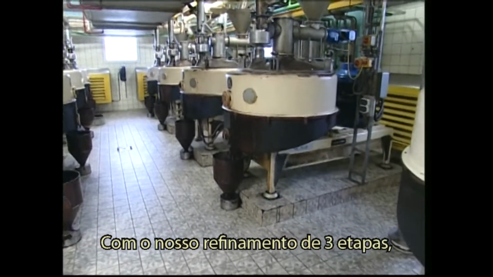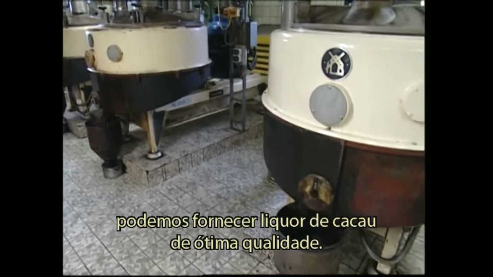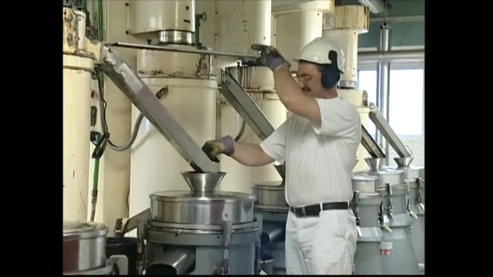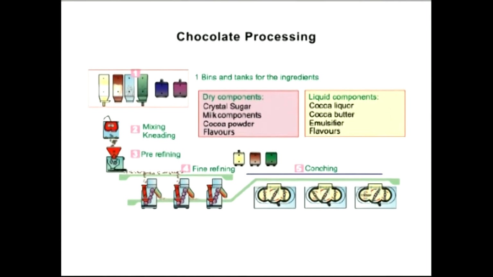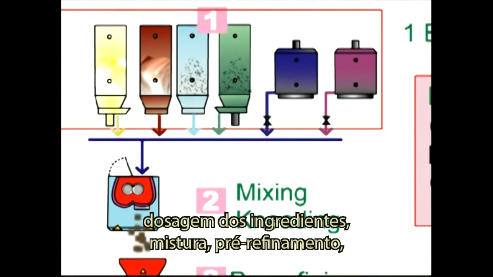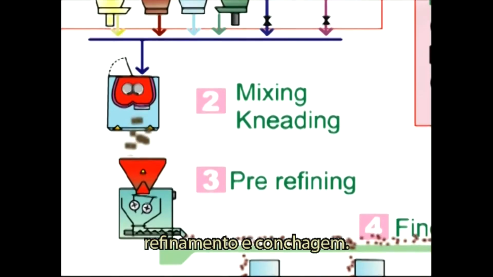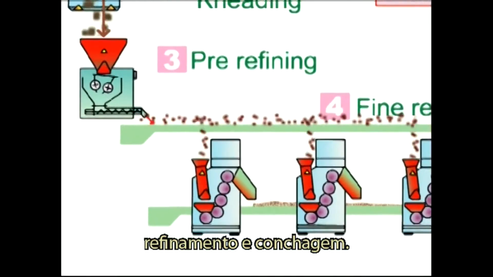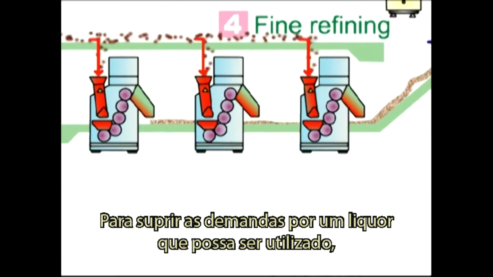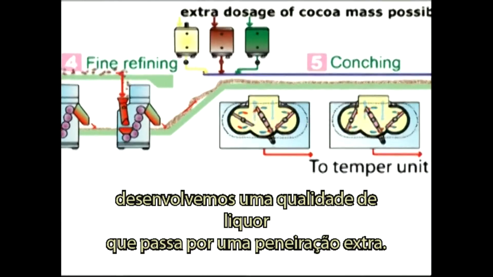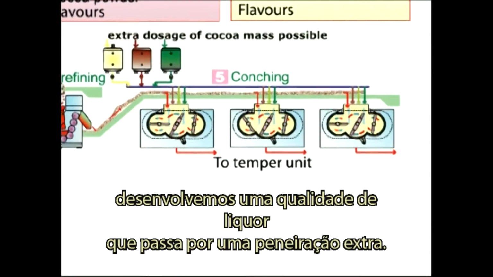With our three-step refining process, we're able to supply a fine quality cocoa mass. The normal sequence of production will include the following processing steps: dosing of all ingredients, kneading, pre-refining, refining, and conching. To fulfill the demands for a mass that can be used by passing the refining step of chocolate making, we have designed a mass quality, which goes through an extra sieving step.